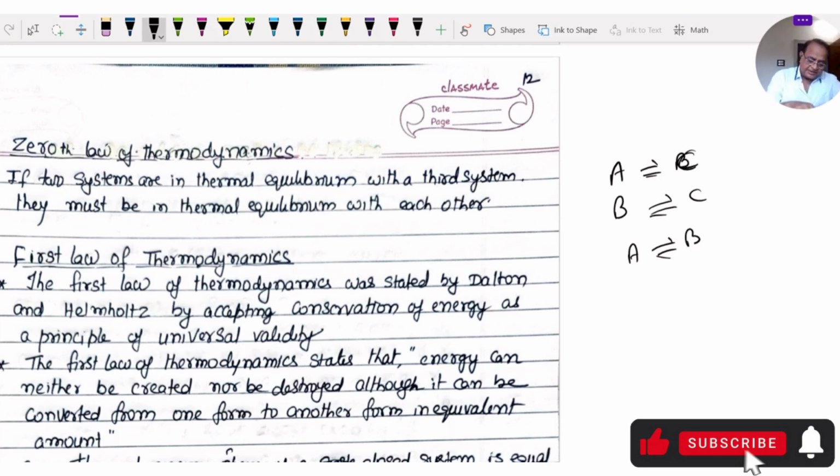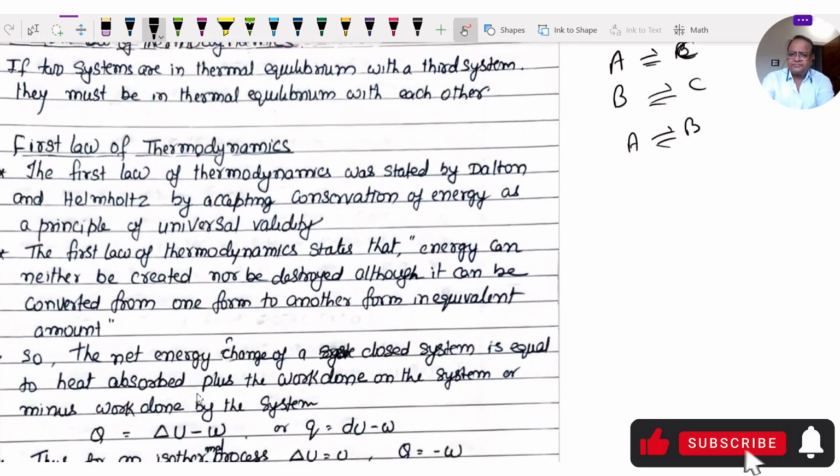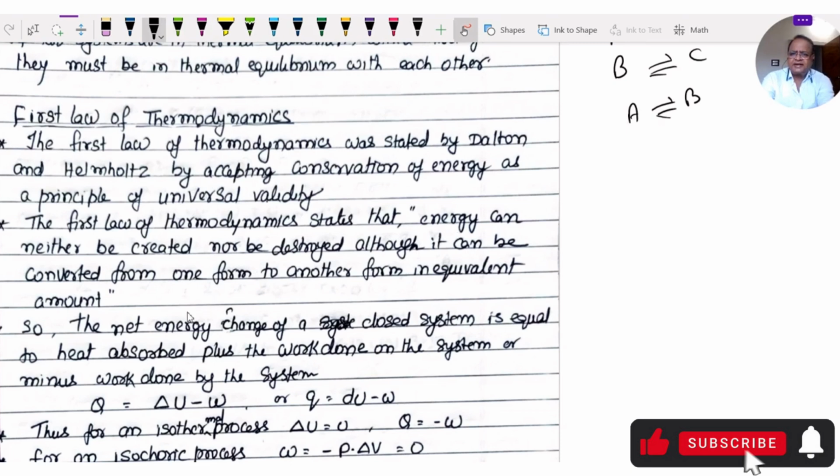Now the first law of thermodynamics. It is simply the law of conservation of energy. Energy can neither be created nor be destroyed, but can be converted from one form to another form in equivalent amount. The first law of thermodynamics was stated by Dalton and Helmholtz by accepting conservation of energy as a principle of universal validity.